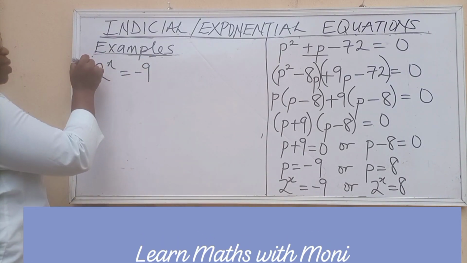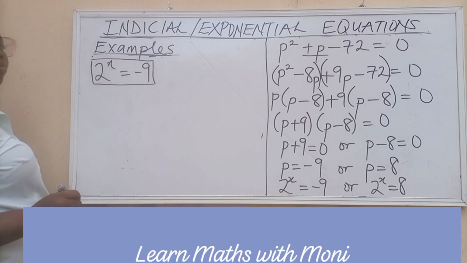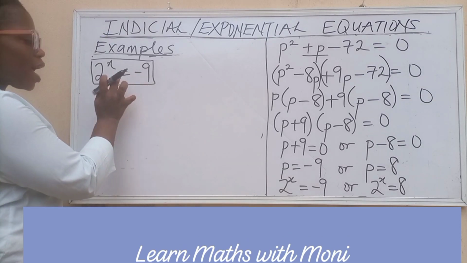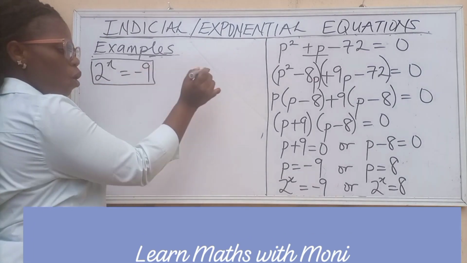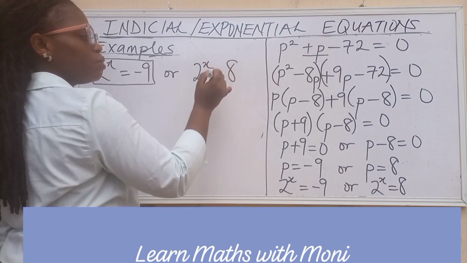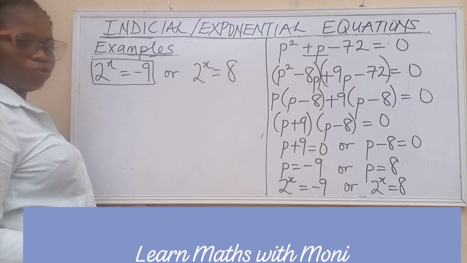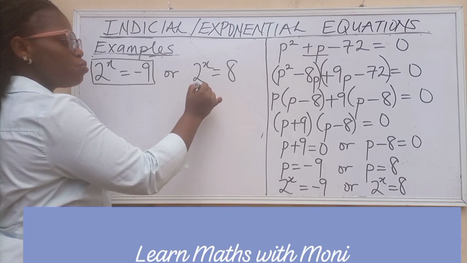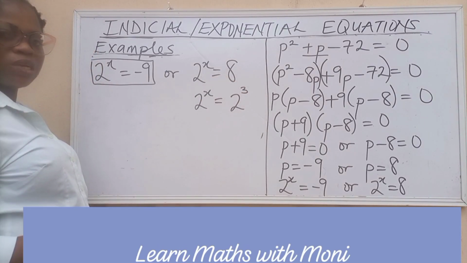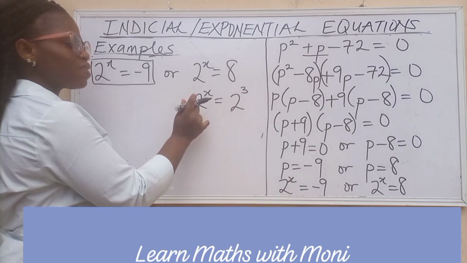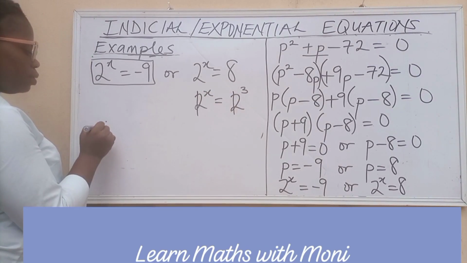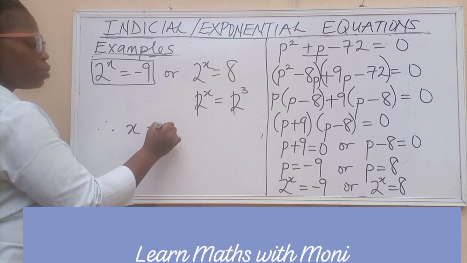So we terminate this here. That is the last stage that we get to. We can't get minus 9 as a power of 2. So on the other side, we have 2 raised power x is equals to 8. We can make it as powers of 2. That is 2 raised power x is equals to 2 raised power 3, which is 8. Now the bases are equal. We will equate the power. Therefore, x is equals to 3.